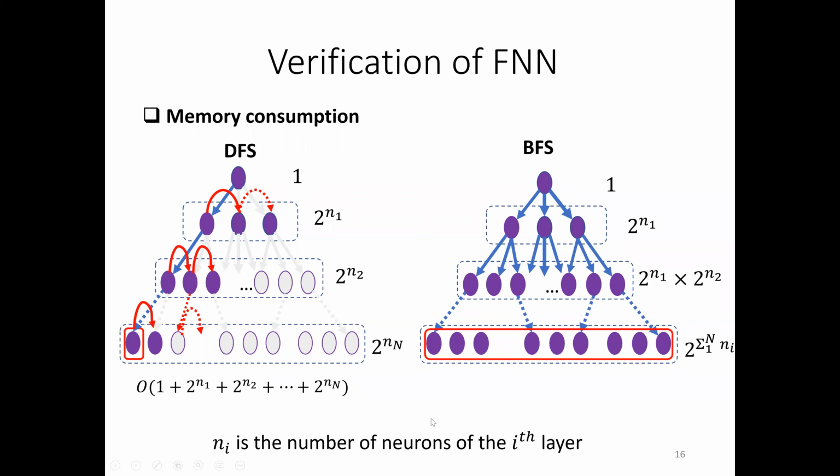And so for a single core, single thread again, this is the number of reachable sets you need to store when you verify the property. So you can see the breadth-first search requires much more memory than the depth-first search. Okay. Any questions here?